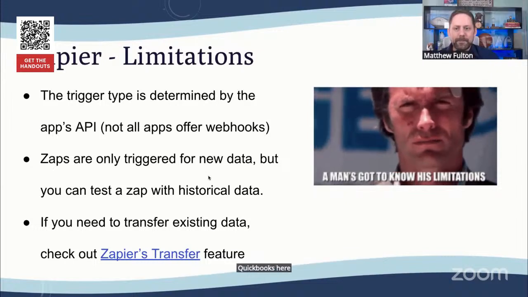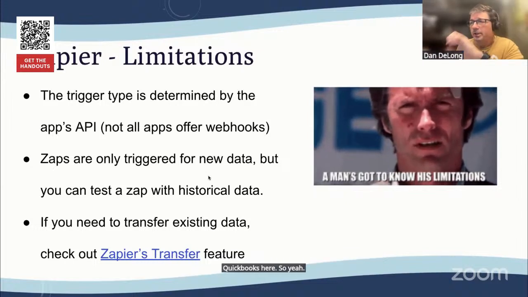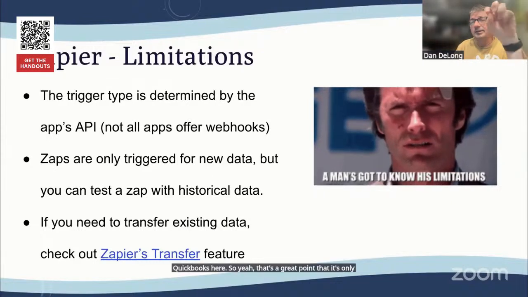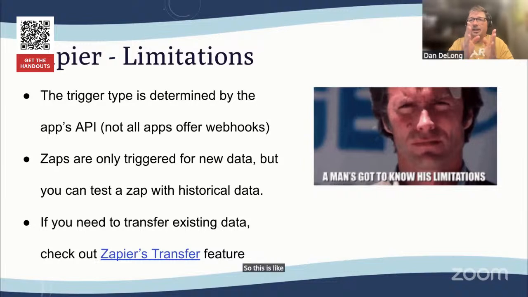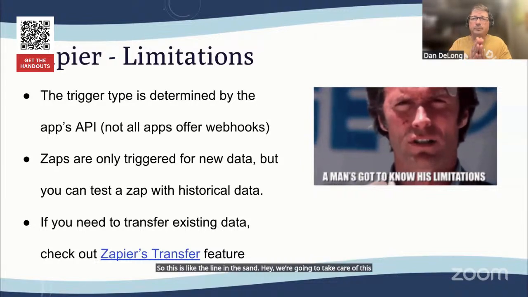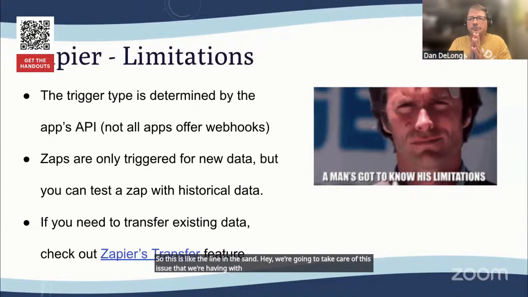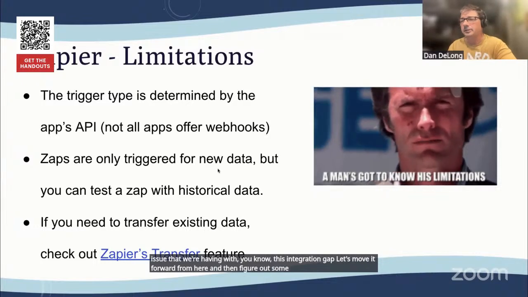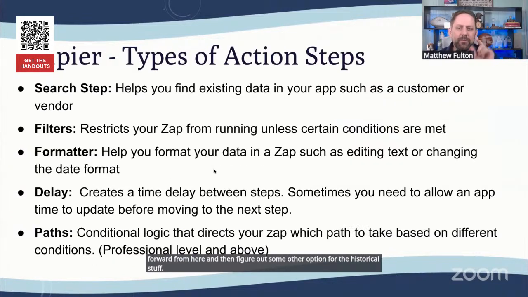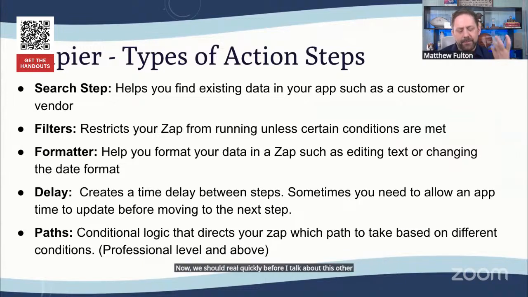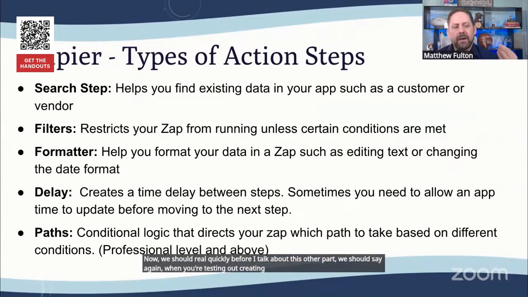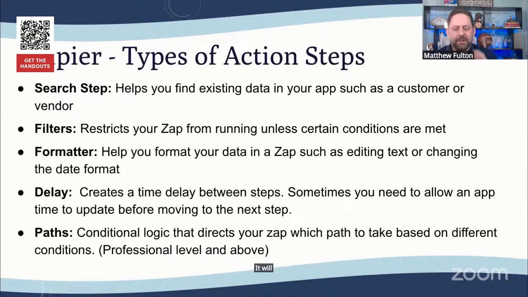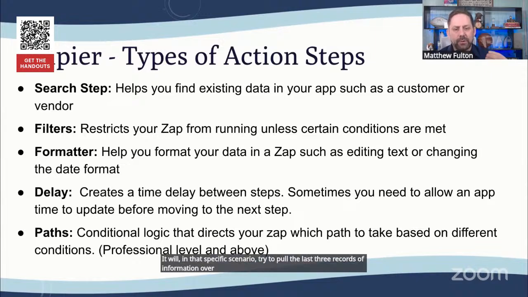Yeah, that's a great point, that it's only triggered by new data. So this is like the line in the sand. Hey, we're going to take care of this integration gap, let's move it forward from here and then figure out some other option for the historical stuff. Now, we should say again, when you're testing out creating your different Zaps, in that specific scenario it will try to pull the last 3 records of information over that you can use to push the data over to a new platform.